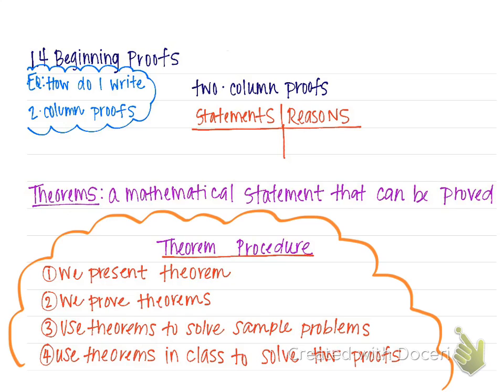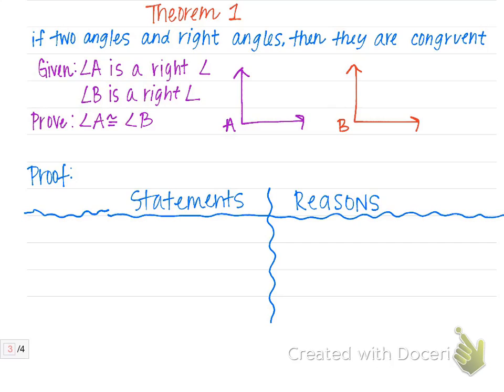Okay, now to our first proof. We're going to do 2 proofs. So our first theorem is, if 2 angles are right angles, then they are congruent. So we need to figure out why this is true.